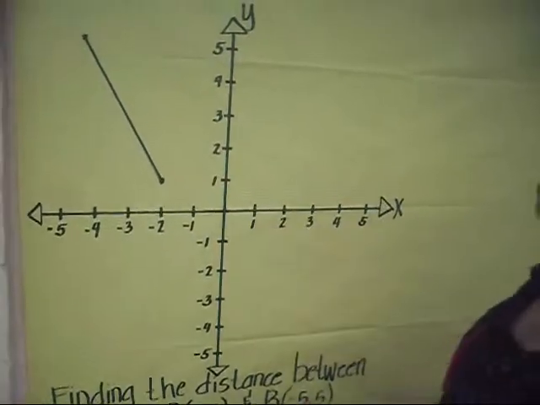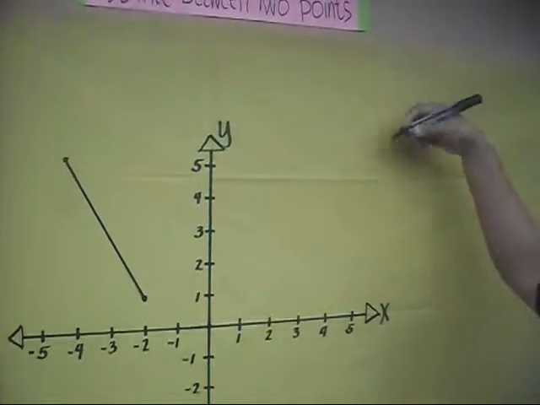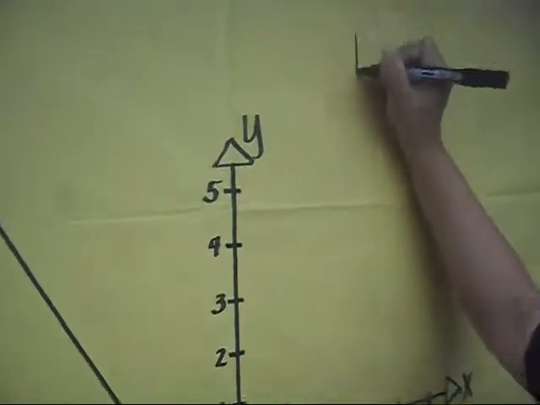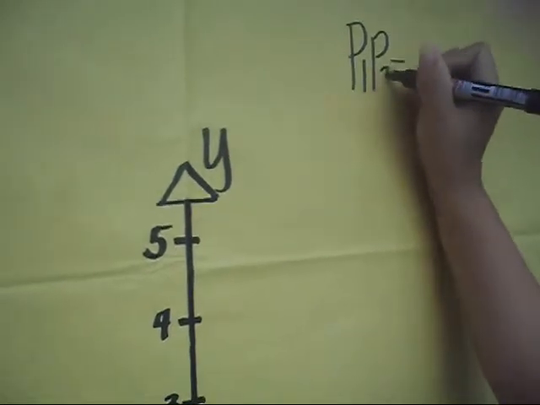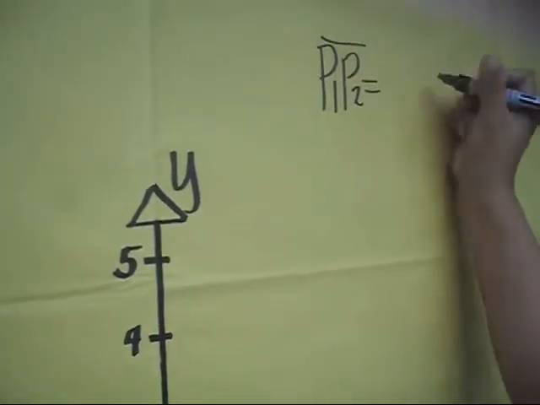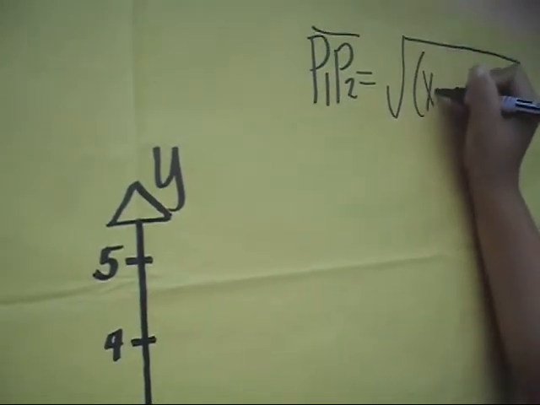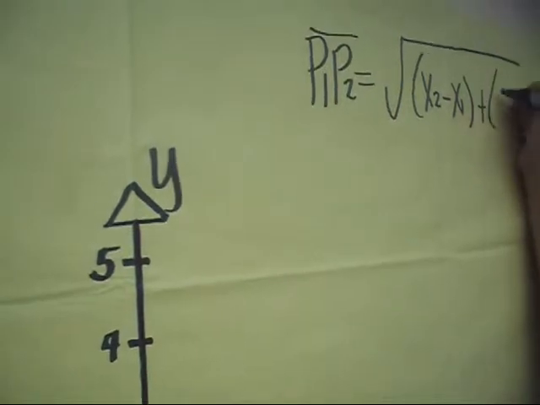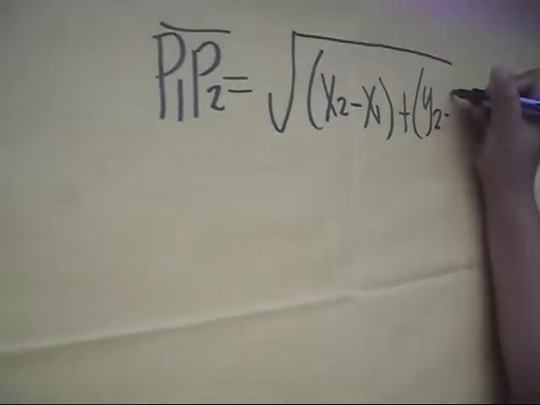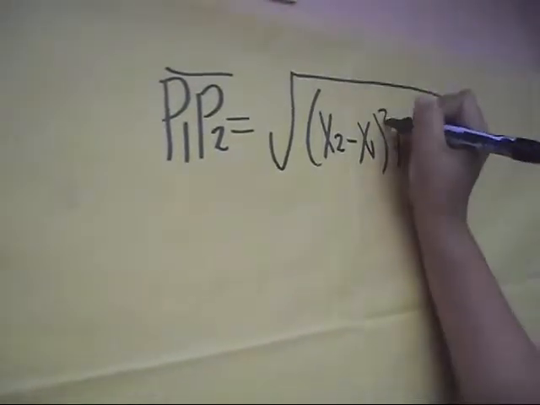by finding the distance between 2 points, here is the formula. P1, P2 is equal to the square root of x sub 2 minus x sub 1 squared plus y sub 2 minus y sub 1 squared.